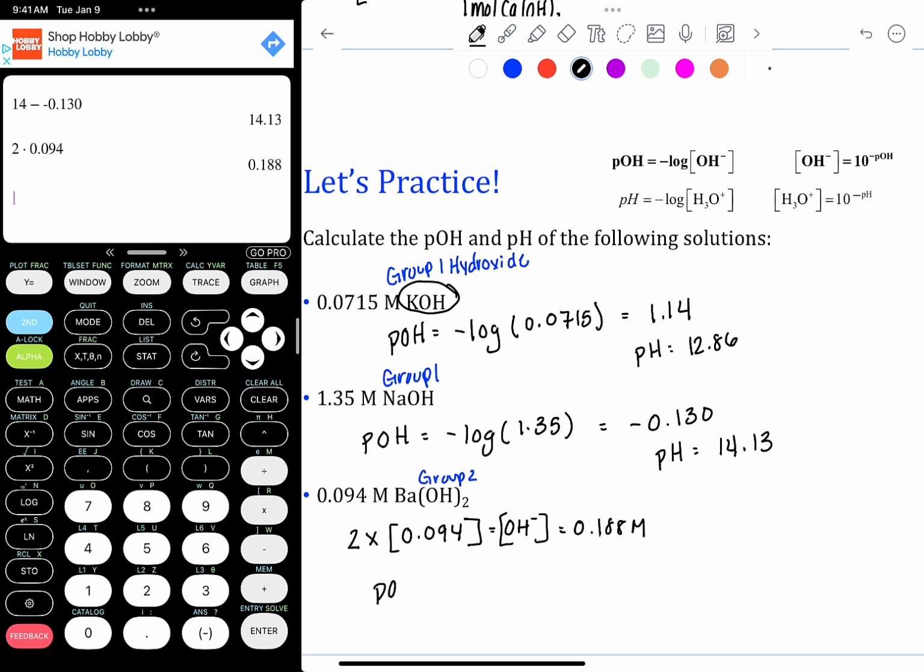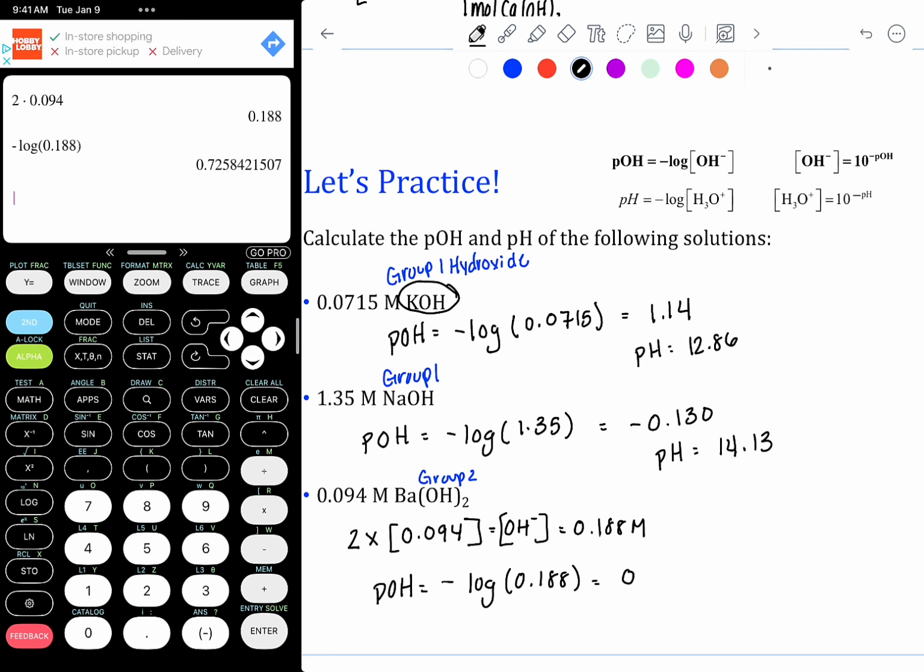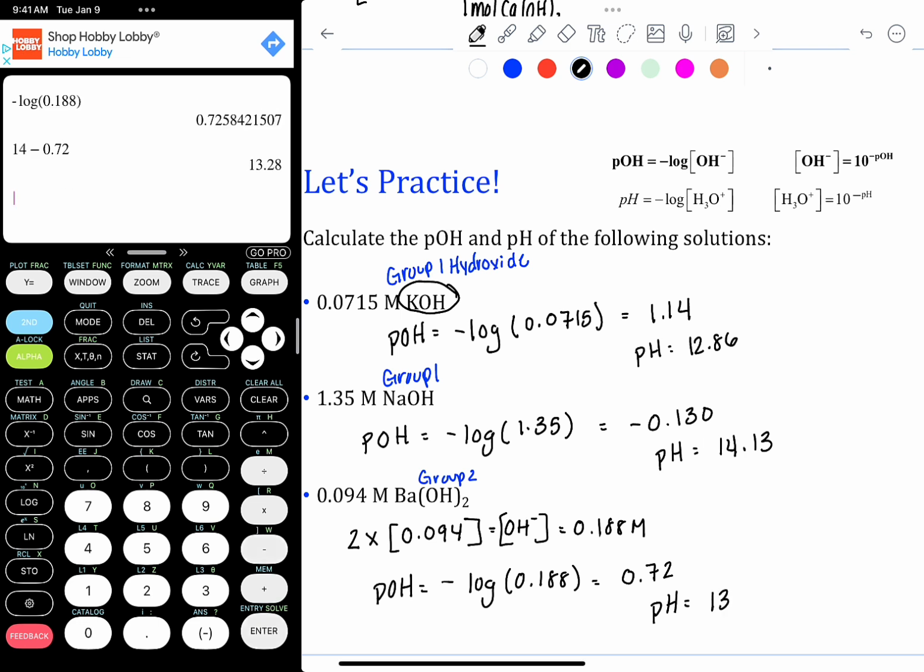So for our pOH, we now do negative log of that new concentration, 0.188. So we're accounting for our stoichiometry there. So negative log of 0.188 gives us a pOH of 0.72. Now, if we want to find pH, we just do 14 minus 0.72 to get a pH of 13.28.